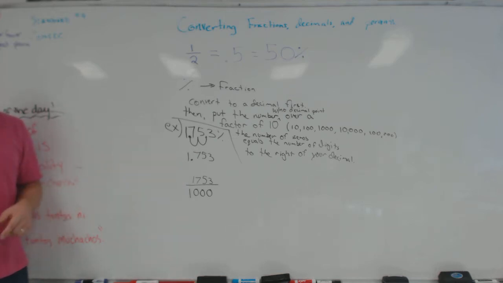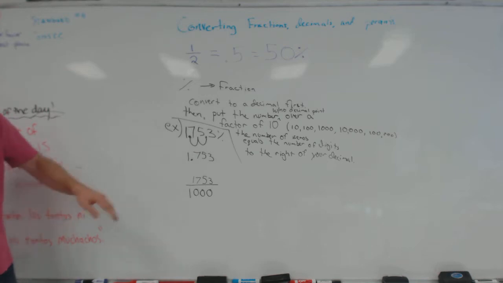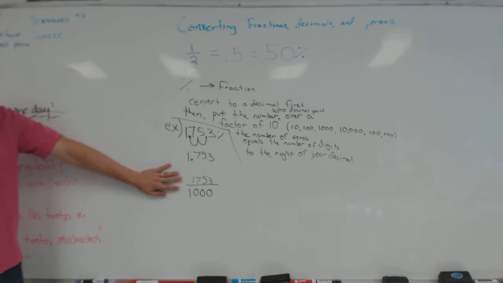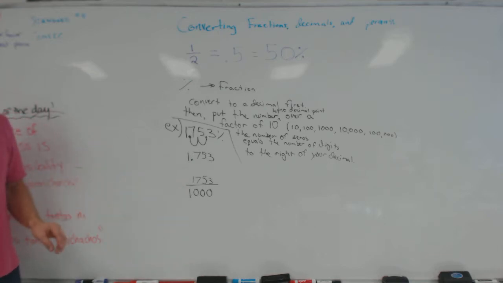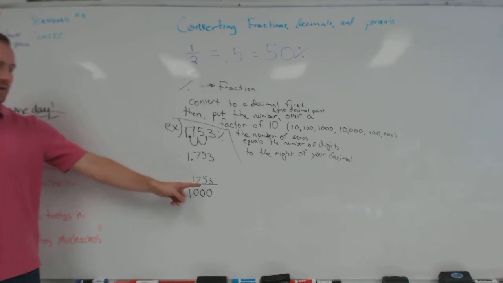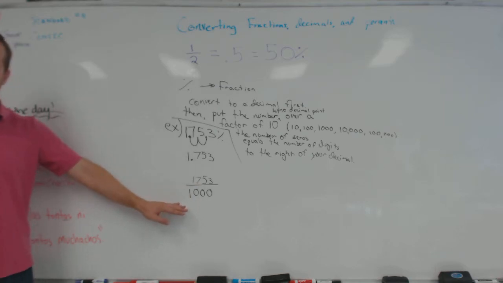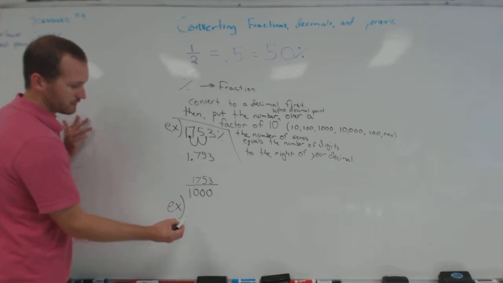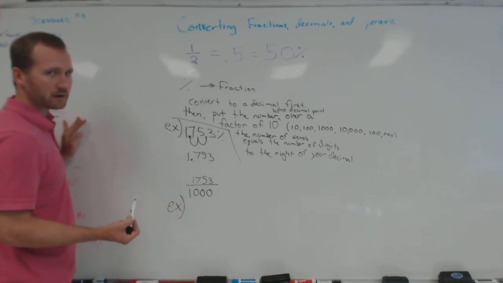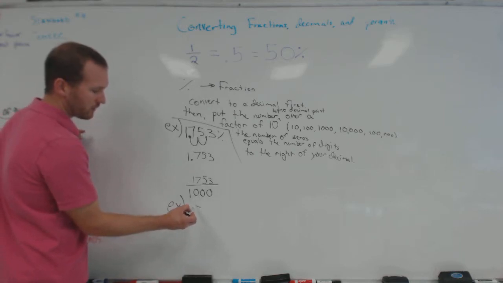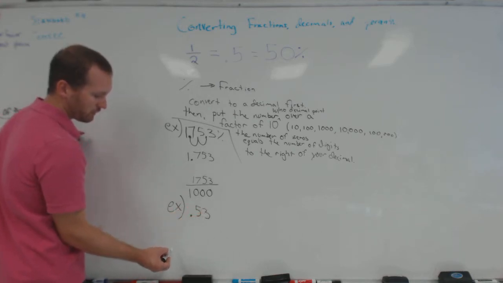Do you have a question? Right, so I get rid of my decimal when I convert it into a fraction. 1.753 is 1,753 thousandths. Does that make sense? Let's do like a ton more examples. So I'm going to just do some that are decimals to fractions because I think that's one of the trickier ones. So let's do 0.53.